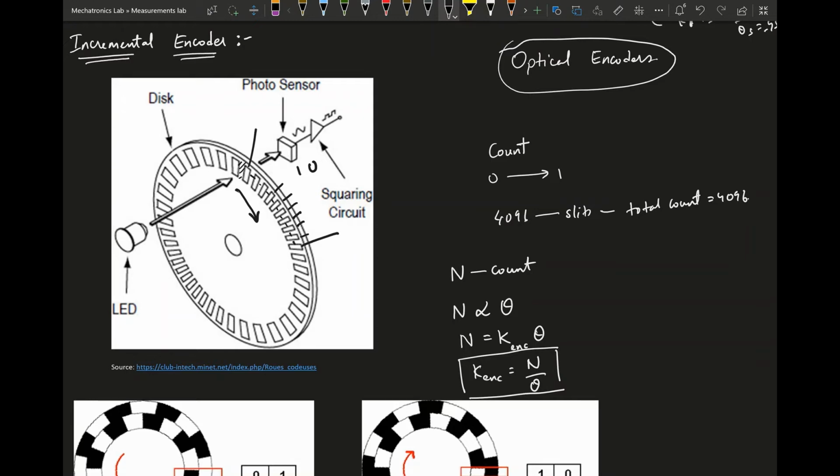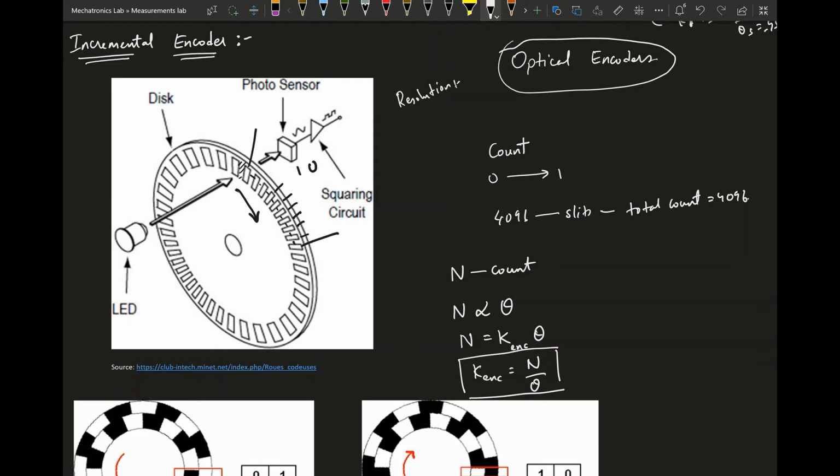So usually the disk encoders are made in such a way that the disk has a resolution. This resolution can vary.